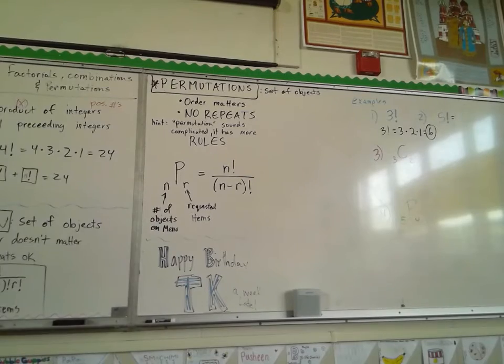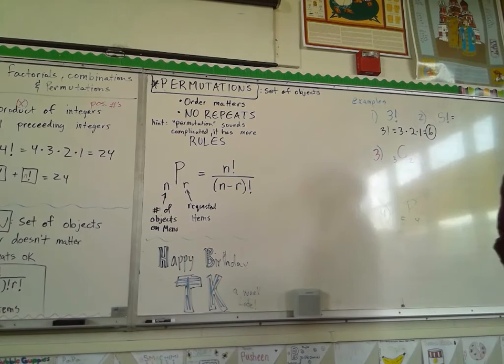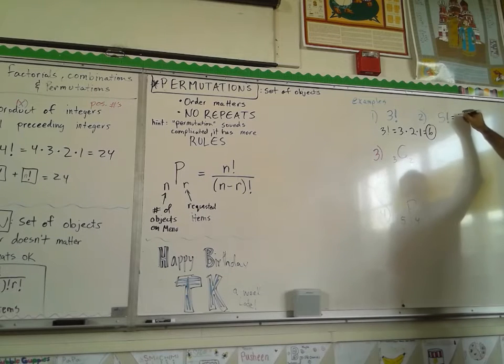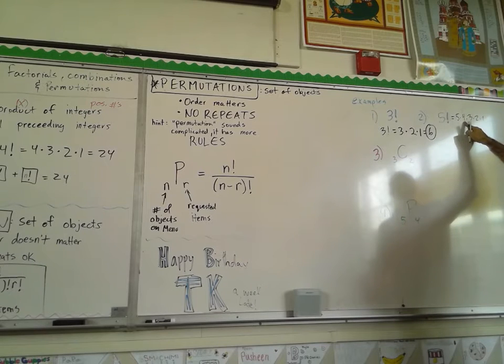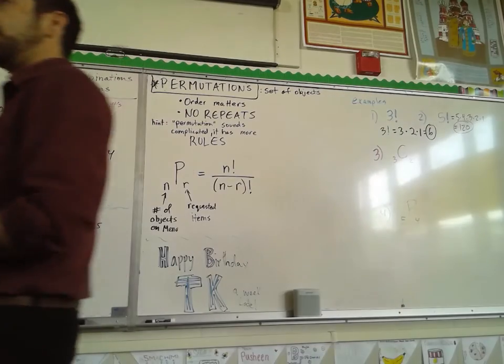Someone in the back want to impress the class, show us how to do this? I got 120. Who got 120? Raise your hand if you got 120. All right, how do we get that? 5 times 4 is 20, times 3 is 60, times 2 is 120, times 1 is 120. So a factorial is just multiplying that number, whatever it is, times all the numbers that precede it.